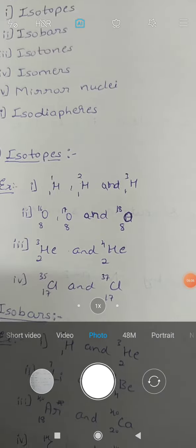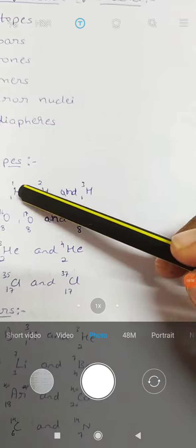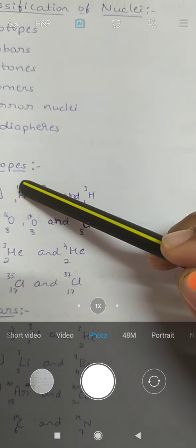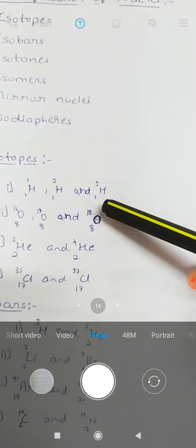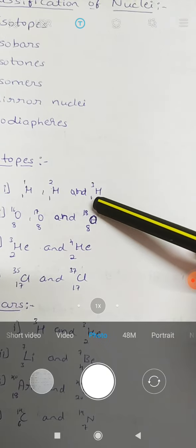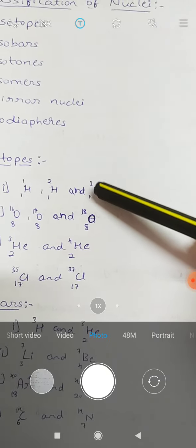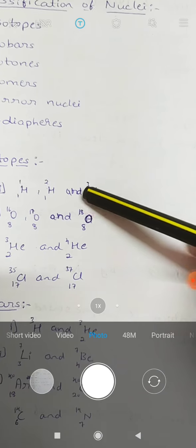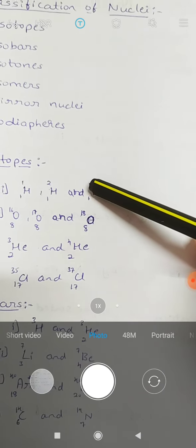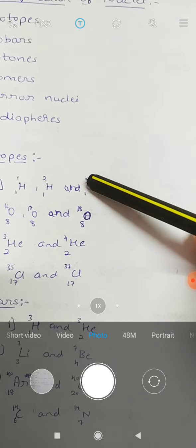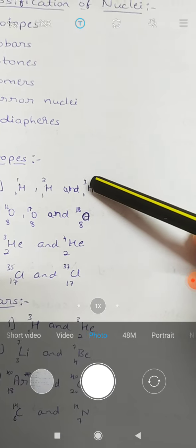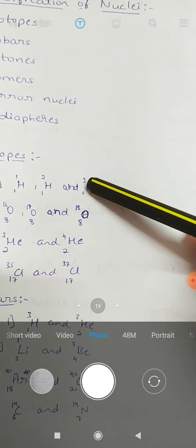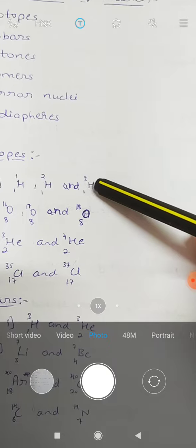In the first case, it consists of zero neutrons with one proton. In the hydrogen atom with mass number 3, it consists of one proton, where 3 is the mass number of the hydrogen atom. In this case it consists of one proton and 2 neutrons.